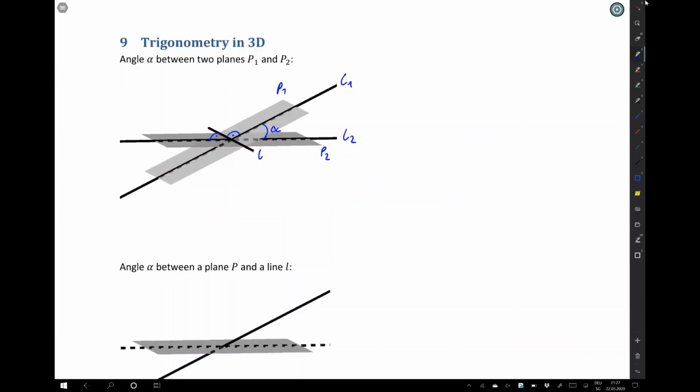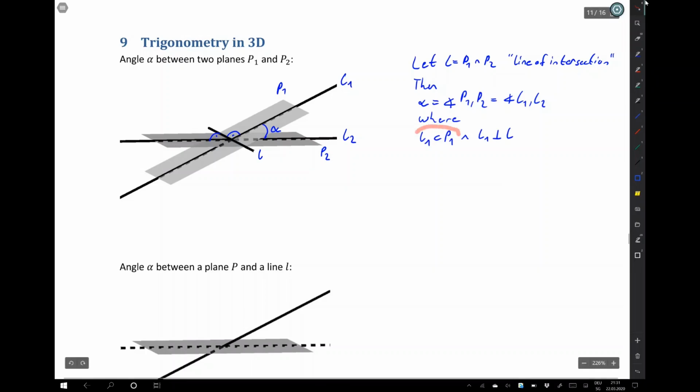Let me now write this down formally. Let L be the line of intersection of planes P1 and P2. Then the angle between the planes P1 and P2 is defined as the angle between the lines L1 and L2, where L1 lies in plane P1 and L1 is perpendicular to line L. Line L2 lies in plane P2 and is perpendicular to the line L, and L1 and L2 intersect.